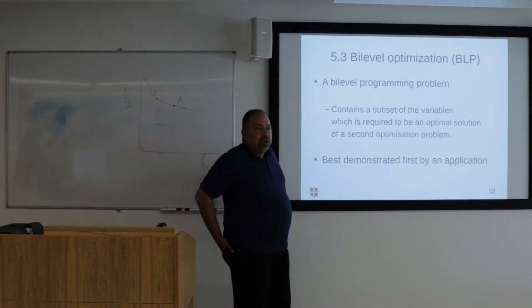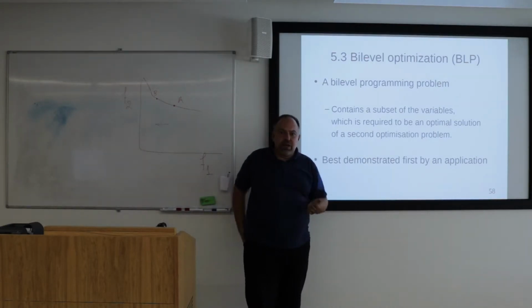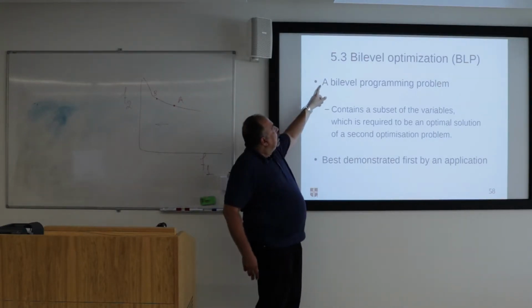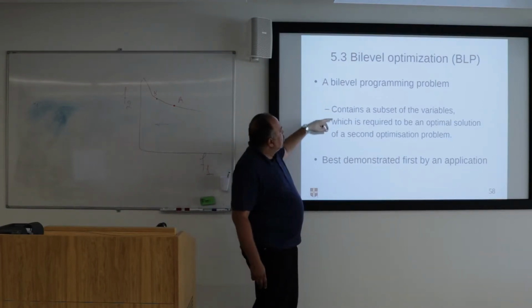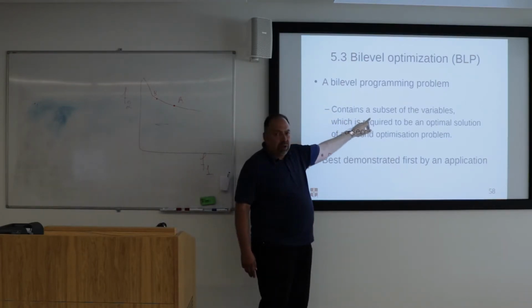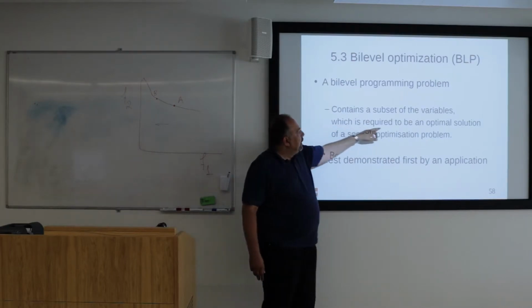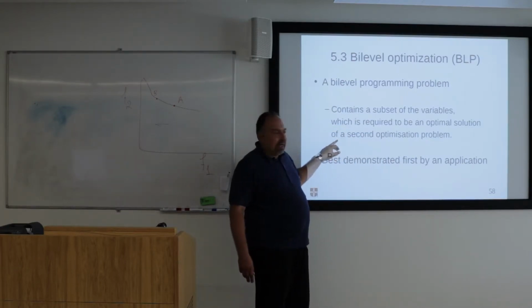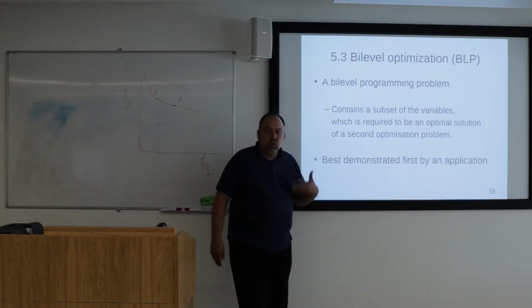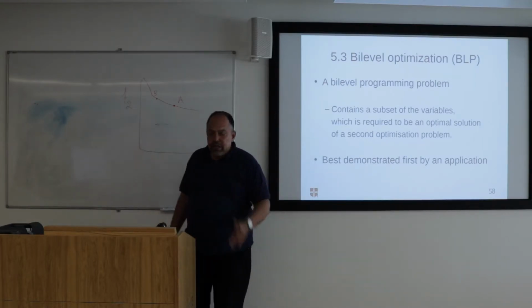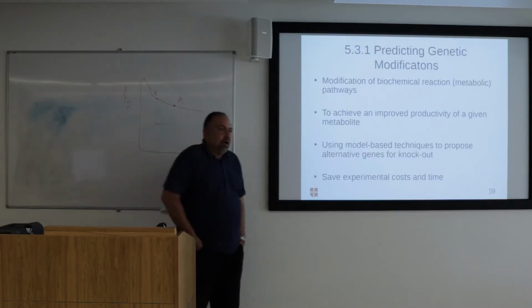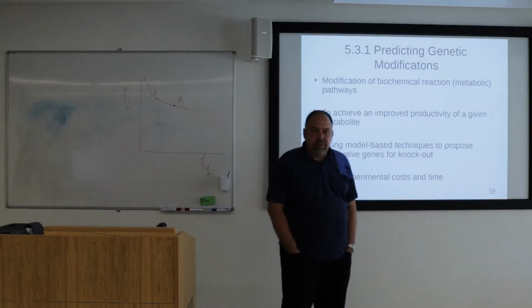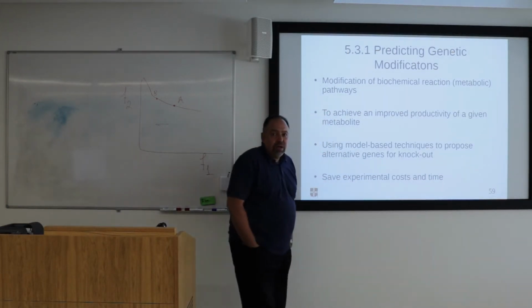And this is beginning to show this sense of hierarchy where we have one optimization problem inside the other. Could be of any nature. So a bilevel programming problem contains a subset of the variables which is required to be an optimal solution of a second optimization problem. Or in other words, one optimization problem is constrained by another optimization problem.